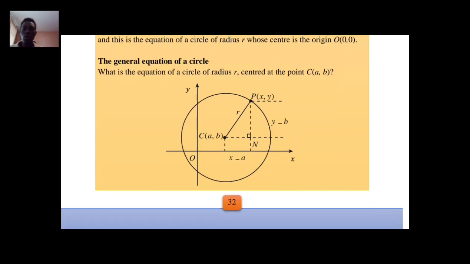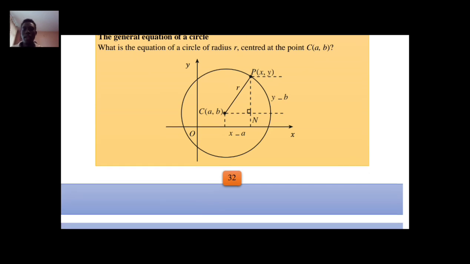For today, we are going to look at the general equation of a circle. Last time we looked at the equation of a circle with the center at the origin. Today we are going to look at the general equation of a circle. So, let us remind ourselves about the equation of the circle when the center of the circle is at the origin.